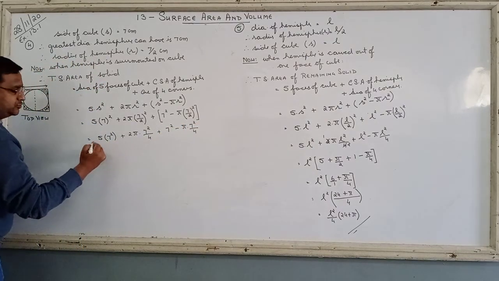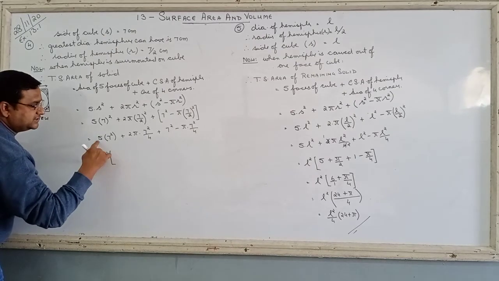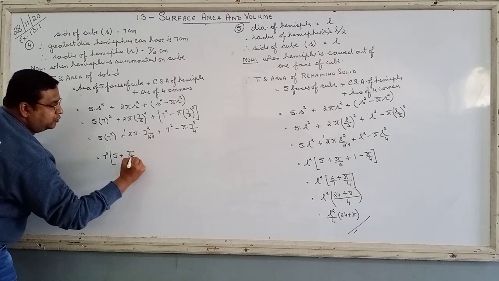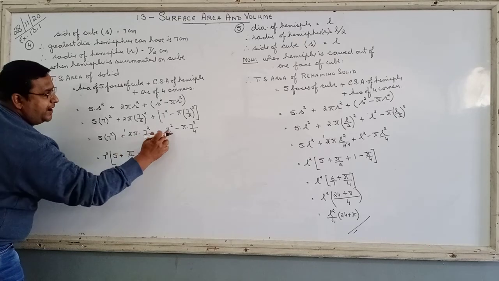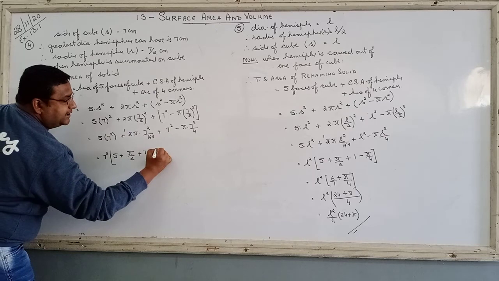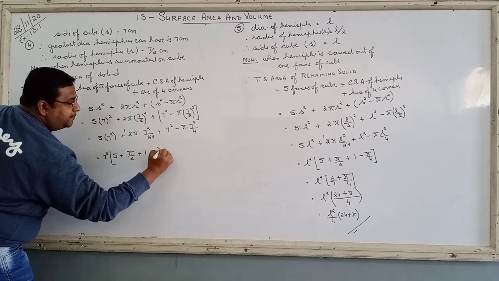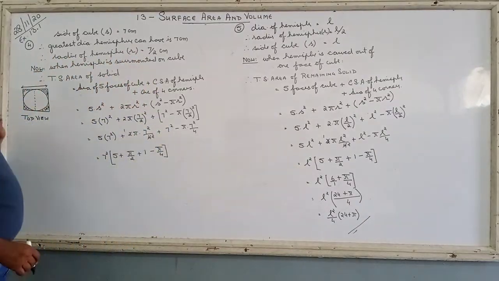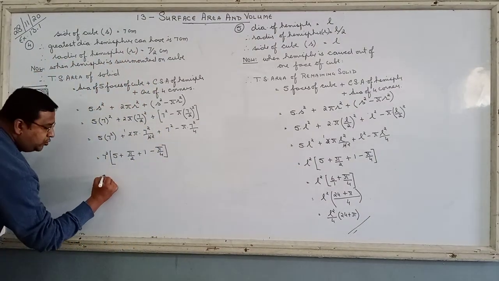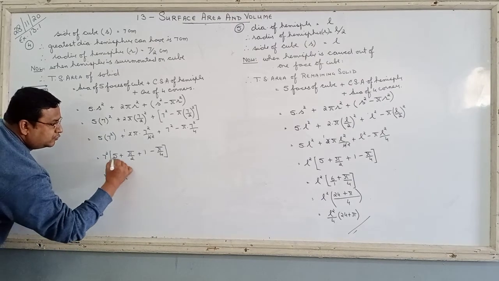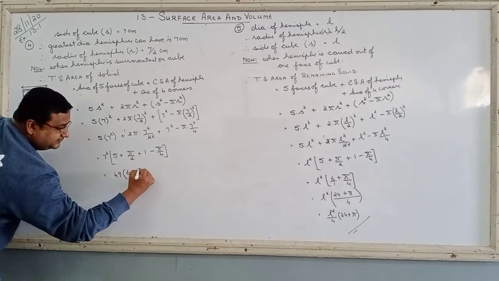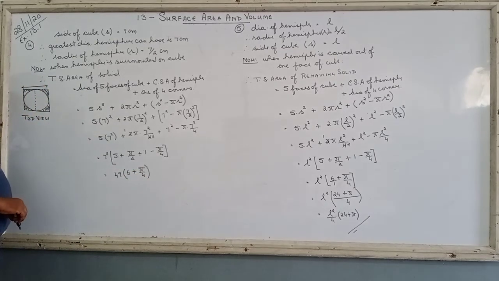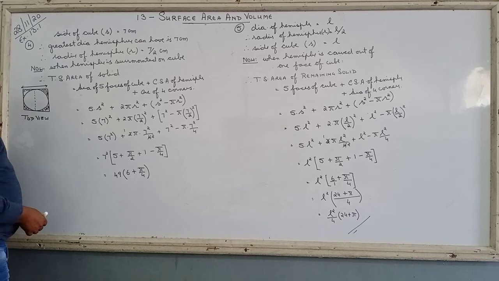What is common? Can you see 7 square common? 7 square is common. What is left? 5 plus 2 ones are 2, 2 twos are 4. Pi by 2 plus 7 square is common. What is left? 1 minus 7 square is common. Pi by 4. Can you see? In place of L, it is just 7. Rest all is the same. So what do I get? 7 square, 49 into 5 plus 1, 6 plus pi by 4. You can substitute the value of pi, 22 by 7, and do the calculations.